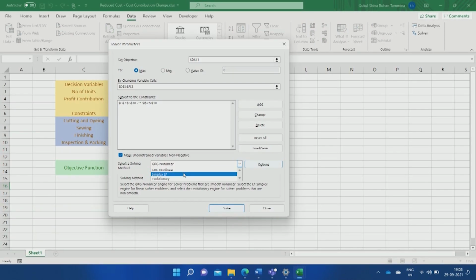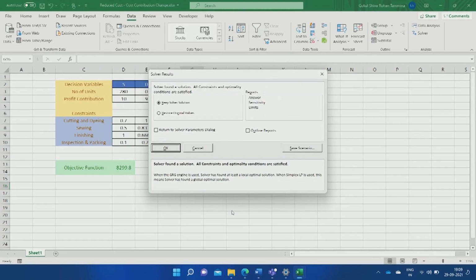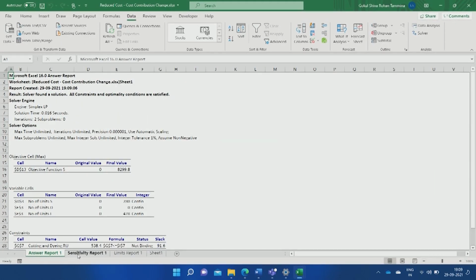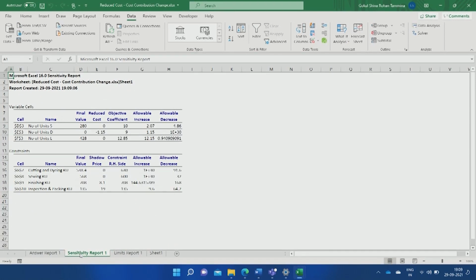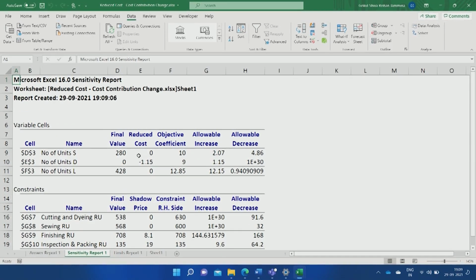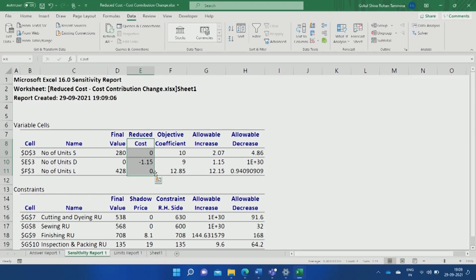When I solve it like this, I am going to see the other reports. Now, look at this sensitivity report. You see that the value of S is 280, and the value of D is 0. It says that you need not produce deluxe bags, and the value of L, that is the lightweight bag, is 428. Look here, the reduced cost is negative, minus 1.15. What is the interpretation of this minus 1.15?